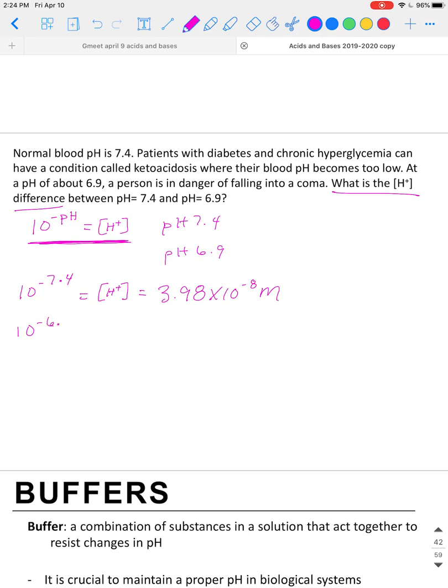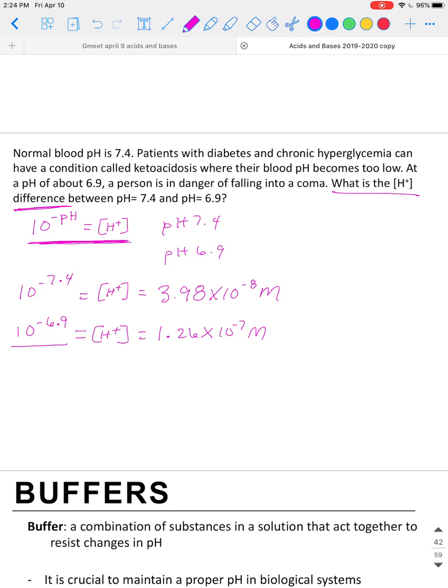Now we do 10 to the negative 6.9. That will be a concentration of H plus, and I got 1.26 times 10 to the negative 7 molar. Remember, I'm just literally putting this in my calculator, 10 to the power of negative 6.9, and here's what my calculator spits out. So here are our two concentrations of H plus.